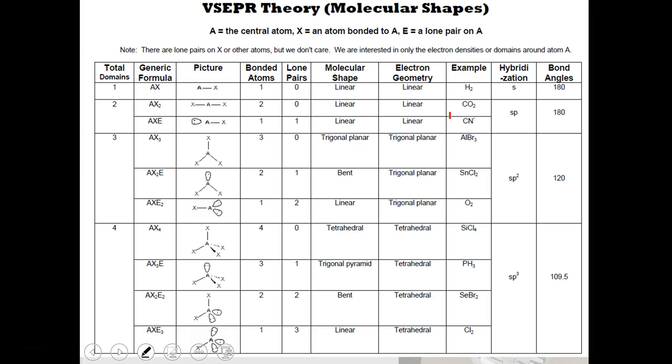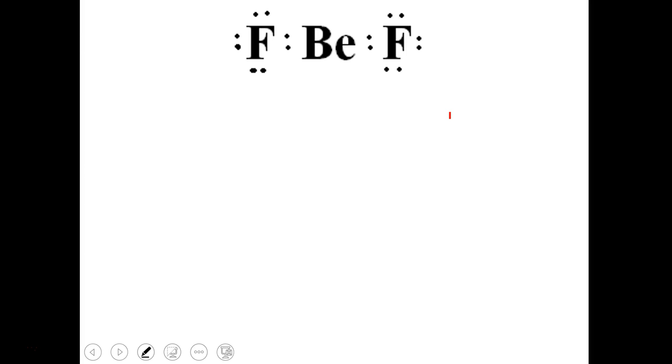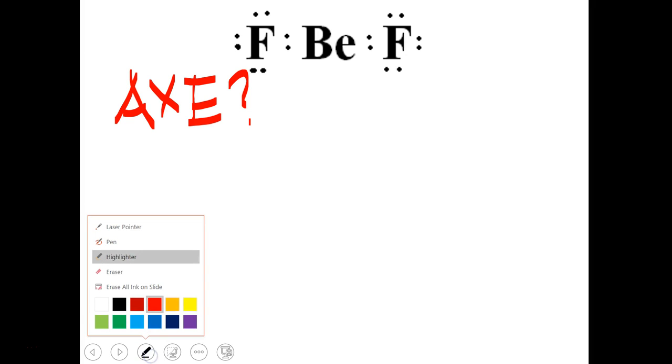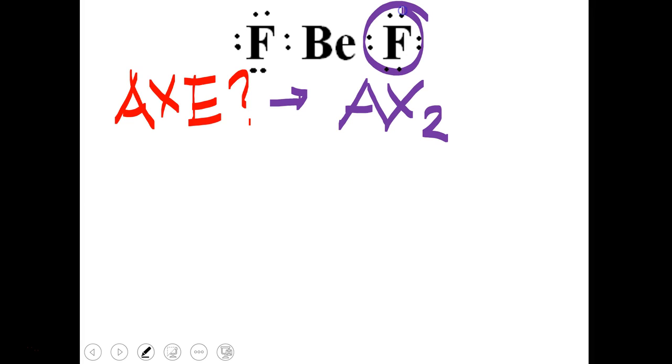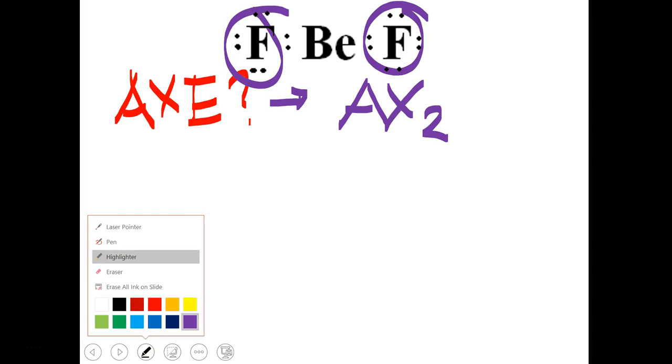All right, so looking at having that by your side, you try this one, beryllium difluoride. So the first thing you need to do is write its AX notation. Give you a second. So did you do AX2? You've got 2 fluorines bonded to it. Did you take that into account? Okay, keep going.